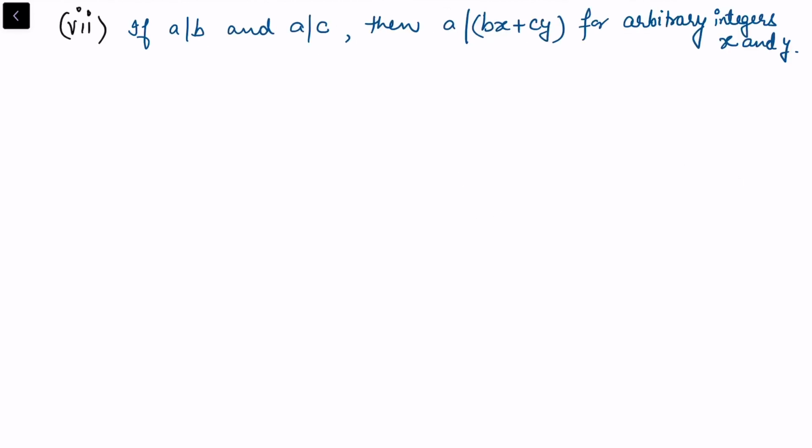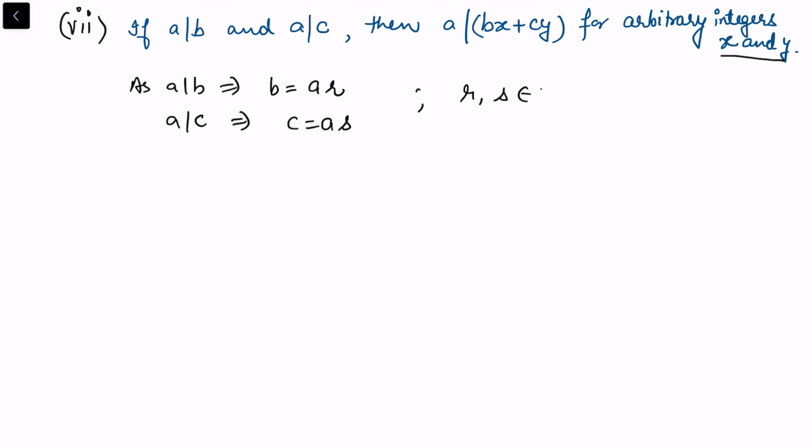So in the seventh property, we prove that if A divides B and A divides C, then A divides the linear combination of these two integers B and C, or we can say that A divides Bx plus Cy for arbitrary integers x and y. Now to prove this, as A divides B, we can say that B is a multiple of A, and A divides C, so we can say that C is a multiple of A, so B equals A r and C equals A s, for some r and s belonging to the integers.